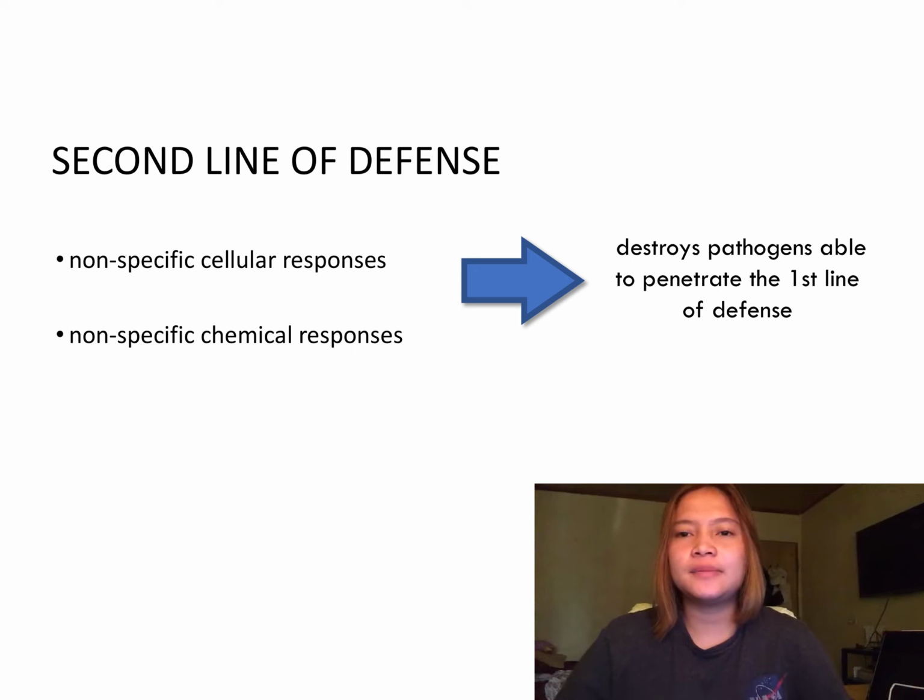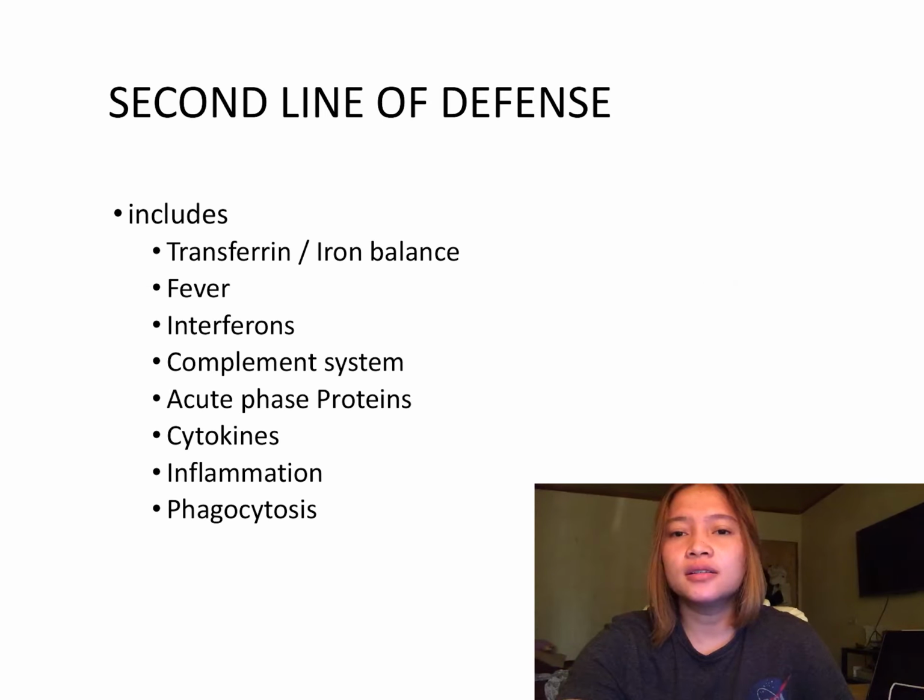The second line of defense is non-specific resistance that destroys invaders in a generalized way without targeting specific individuals. Specifically, it destroys pathogens that are able to penetrate through the first line of defense. The second line of defense of the innate system includes chemical signals that produce inflammations and fever responses, as well as mobilizing protective cells and other chemical defenses.